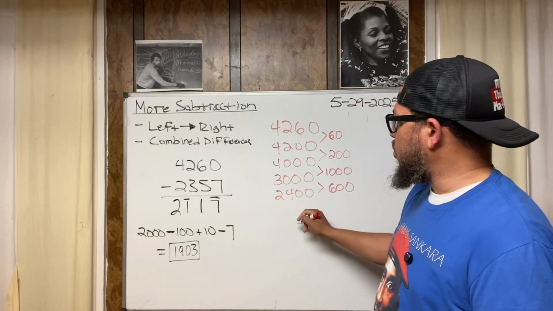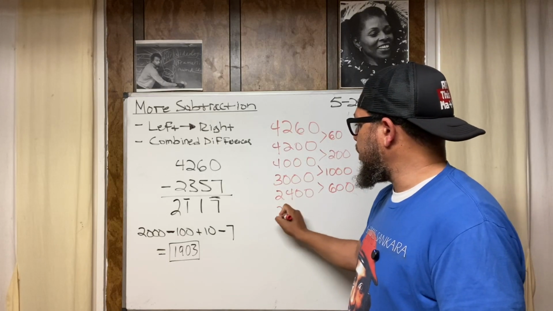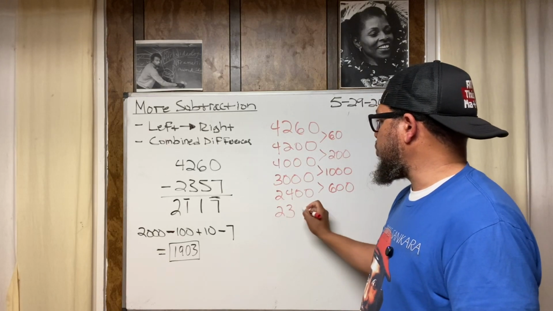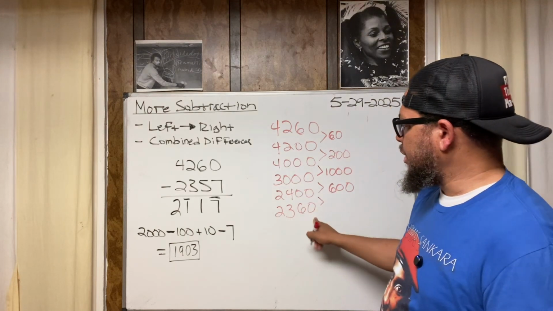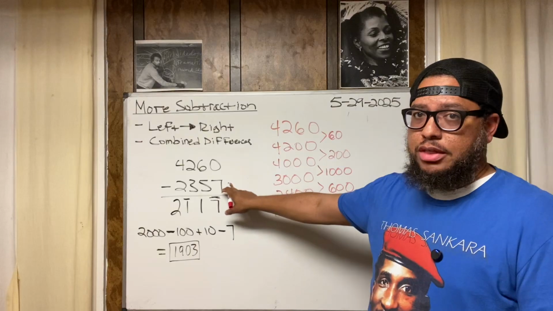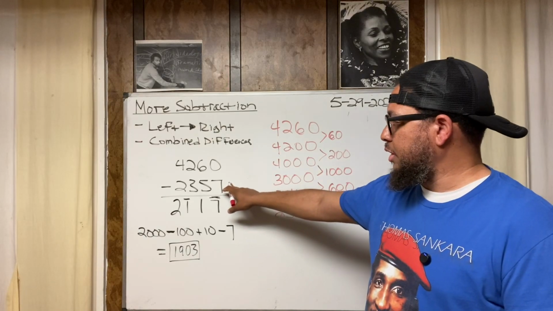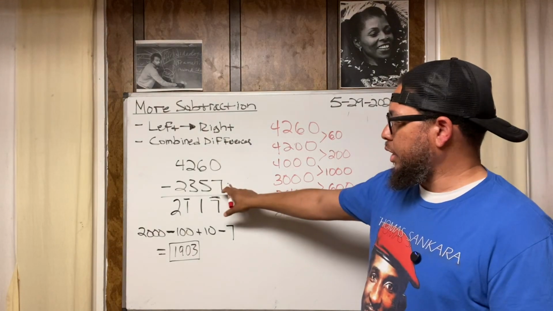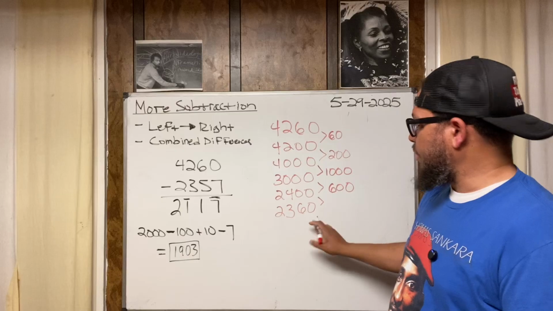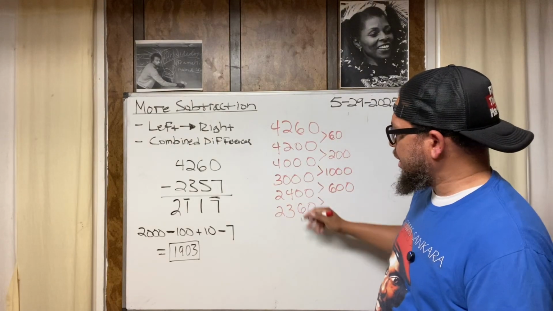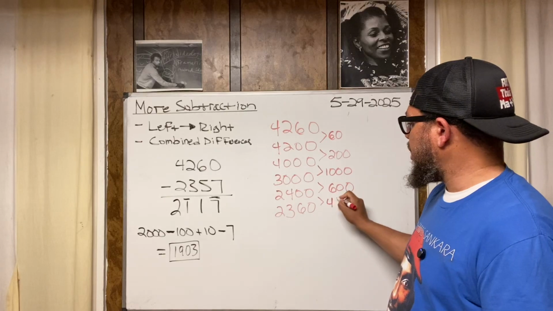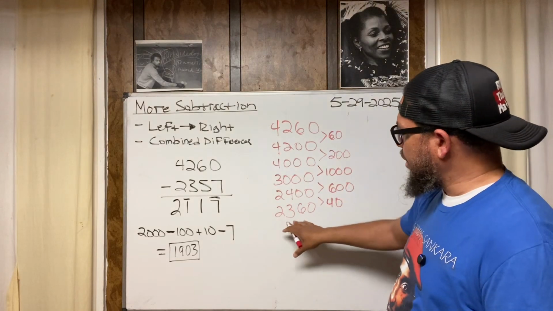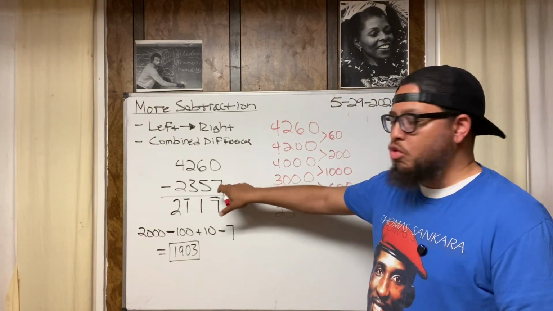I'm going to go from 2,400 to a number that ends in zero, 2360. Why 2360? Because it's greater than 2357 and it ends in a zero. And the math is relatively easy. 2,400 minus 2360 is going to be 40. And then last but not least, I'm going from 2360 to my subtrahend.